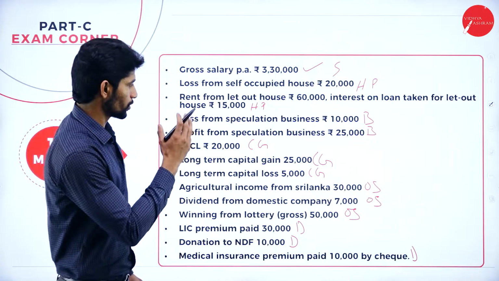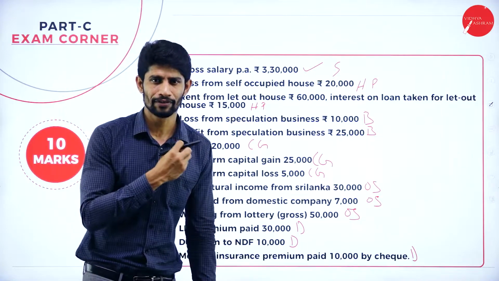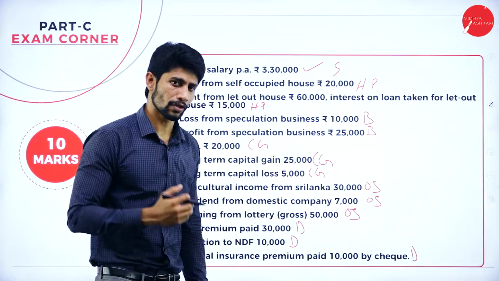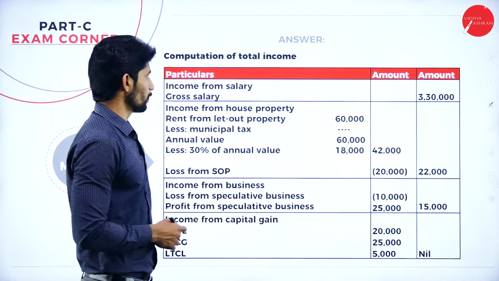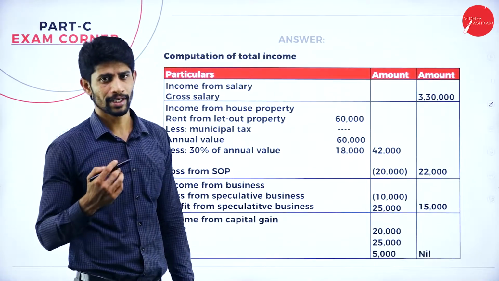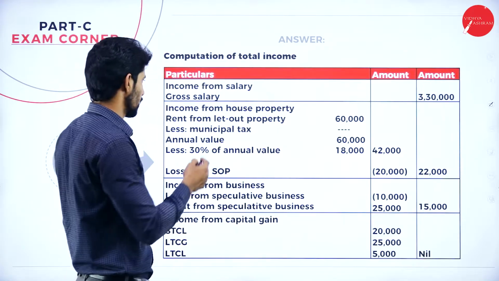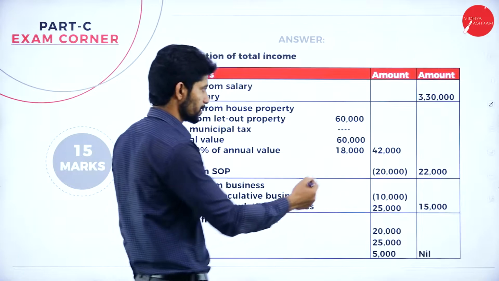Okay, so you just have to segregate each kind of income into different heads. Then it will be very easy to solve the problem. So, computation of total income. First, we are supposed to take income from salary. So income from salary is how much? 3,30,000.